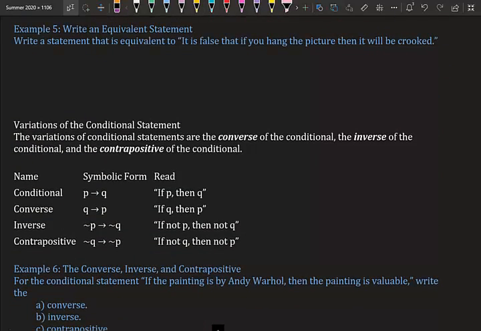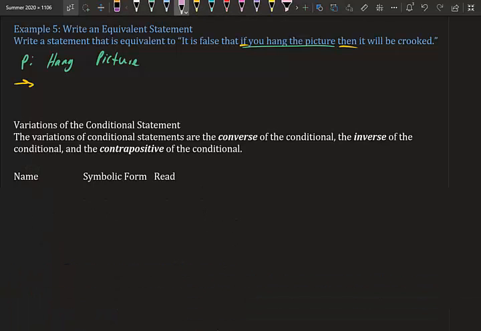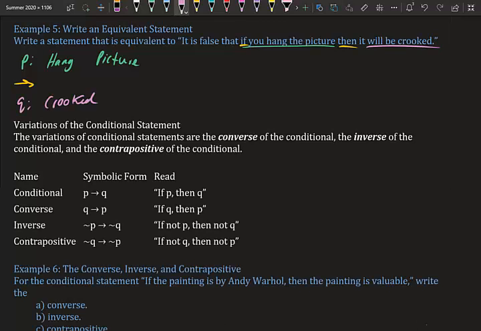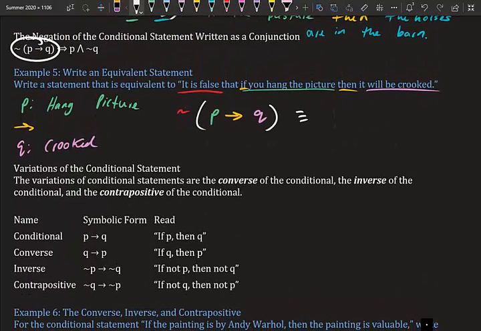All right, let's do the same thing. Write a statement that is equivalent. It is false that if you hang a picture, then it will be crooked. So we have our P, if you hang a picture. We have our connective of if then. We have our Q, it will be crooked. So we have it is false, so negation. If you hang the picture, so P, then it will be crooked. So an equivalent statement to that would be P and negation Q.